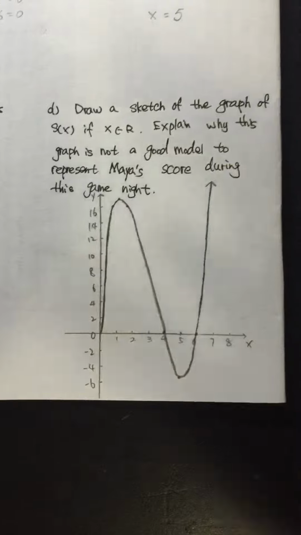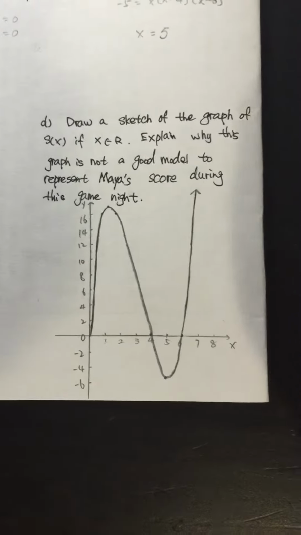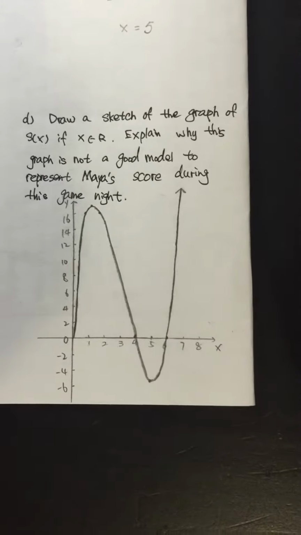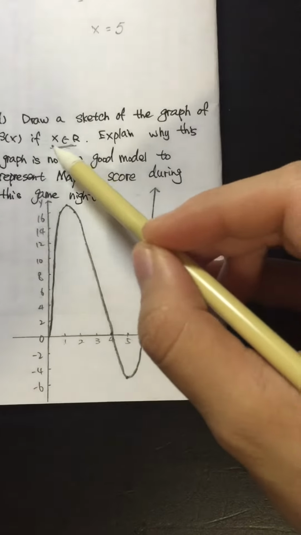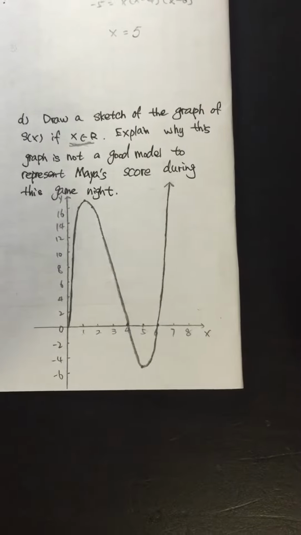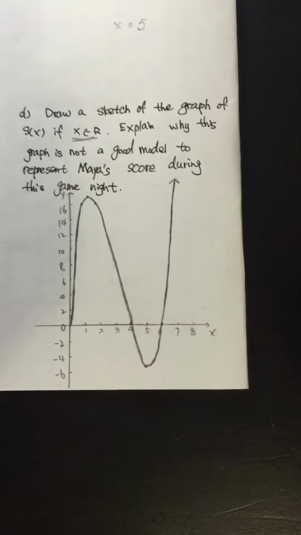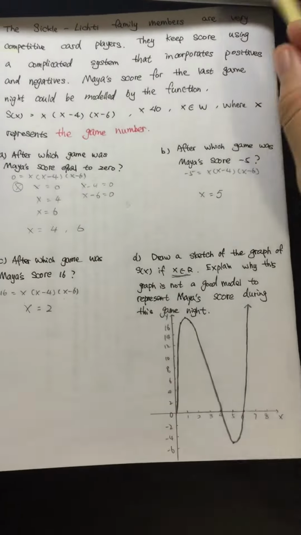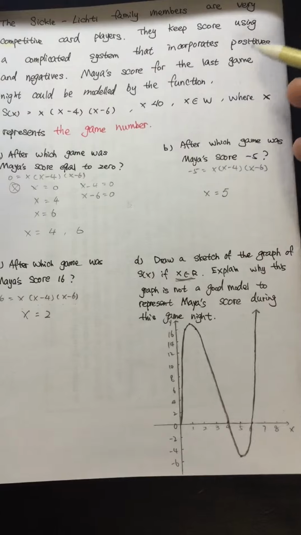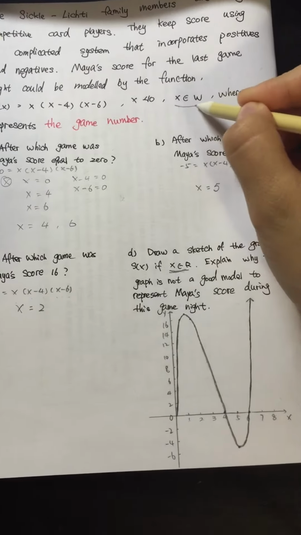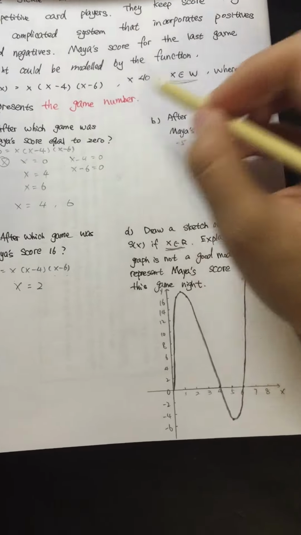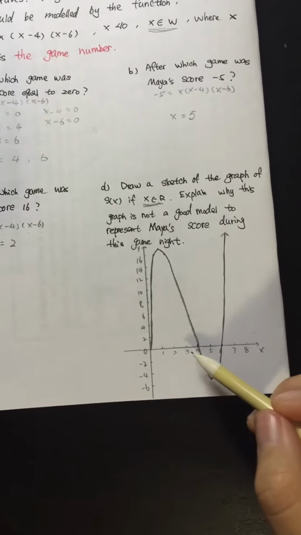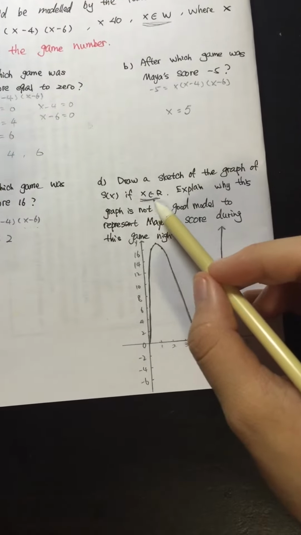For the last question, they asked us to draw a sketch of the graph of S(x) if x belongs to the real numbers. Explain why this graph is not a good model to represent Maya's score during this game night. According to the question, x belongs to the whole numbers and x represents the game number. And this graph is for x belonging to the real numbers.